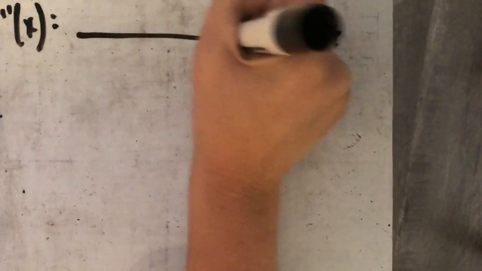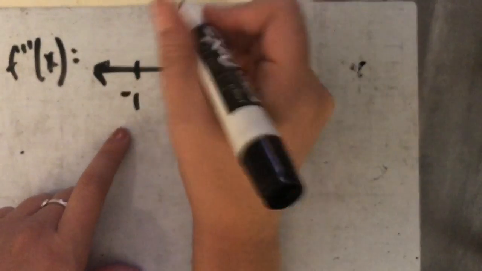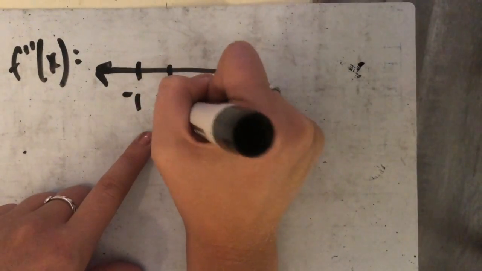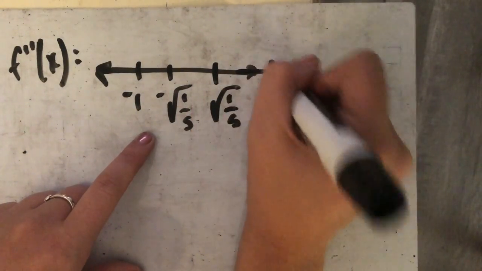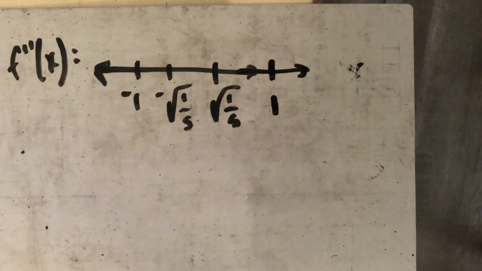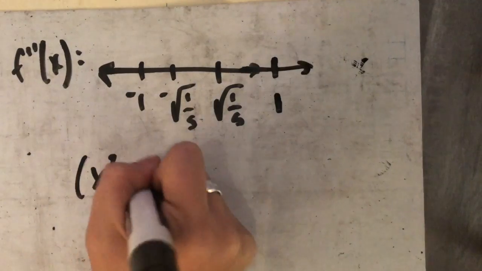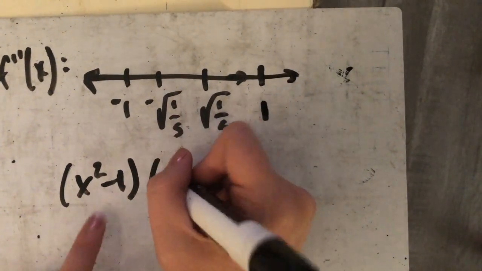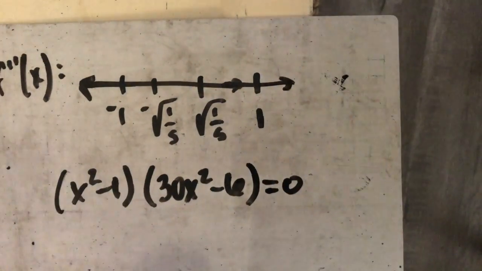So drawing my second derivative number line with those points there, my potential points of inflection, I had -1 and then negative square root of 1 over 5, and then I would have positive square root of 1 over 5, and then I would have, extending my number line a little bit there, 1. Okay, and I'm going to plug that back into my second derivative, and again, my second derivative was this, x squared minus 1 times 30x squared minus 6. Okay, so I'm going to plug back in here.